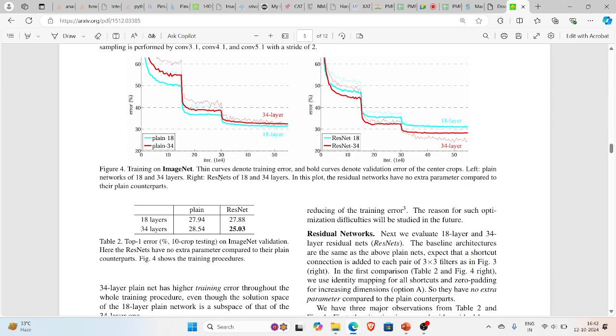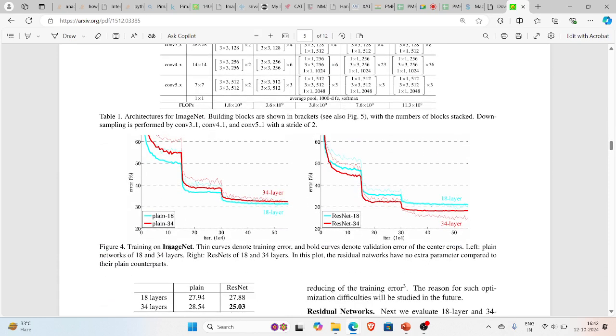So this graph is an important one, as you can see. This is training on the ImageNet data set. These thin curves denote training error. Bold curves denote validation error of the center crops. On the left, these are plain networks without residual connection, and these are with residual connection, called ResNet. This is where the terminology comes from. ResNet means the residual connection having 18 convolution layers, 34 convolution layers. So you can see the difference actually.